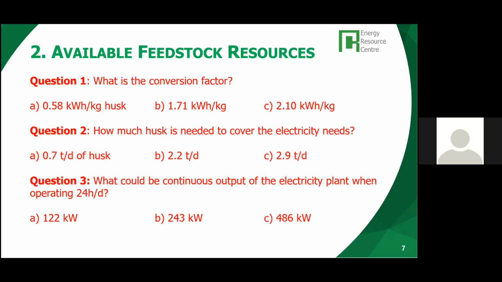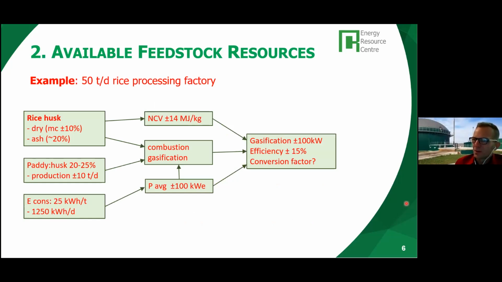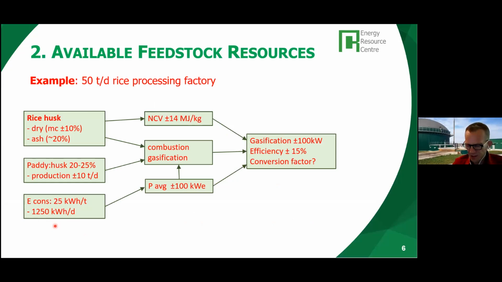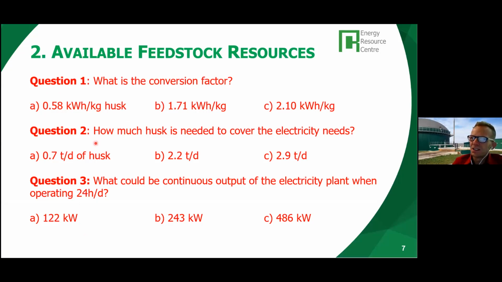Okay, I think we can proceed, Bart. Well, thank you. Anyway, the answer that you gave was correct. We were looking at a daily consumption of 1,250 kilowatt hours per day. If the rice husk produces 0.58 kilowatt hours per kilogram, then you divide the 1,250 by the 0.58, and that leaves you 2.2 tons per day of rice husk.